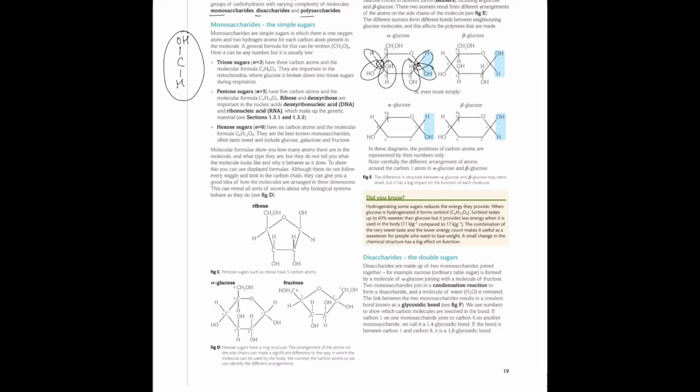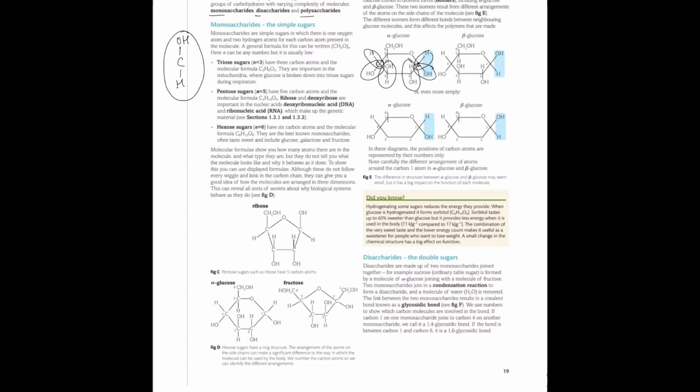A general formula for this can be written (CH2O)n. Here n can be any number, but it is usually low. Triose sugars have 3 carbon atoms and the molecular formula C3H6O3. They are important in the mitochondria, where glucose is broken down into triose sugars during respiration. Okay, yeah, so you won't really come into contact with triose sugars here.